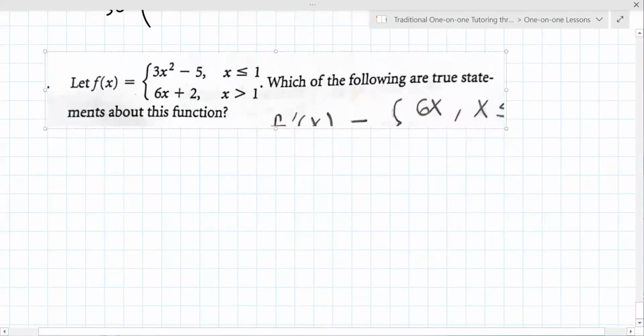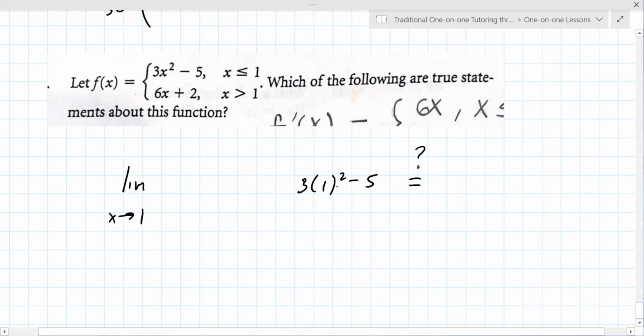All right, so this one says, which of the following is true? The first is the limit as x approaches 1. You do that by just plugging in the numbers. It's 3 times 1 squared minus 5. Does that equal 6 times 1 plus 2? So this is 3 minus 5. Are these the same? No. So that doesn't exist.